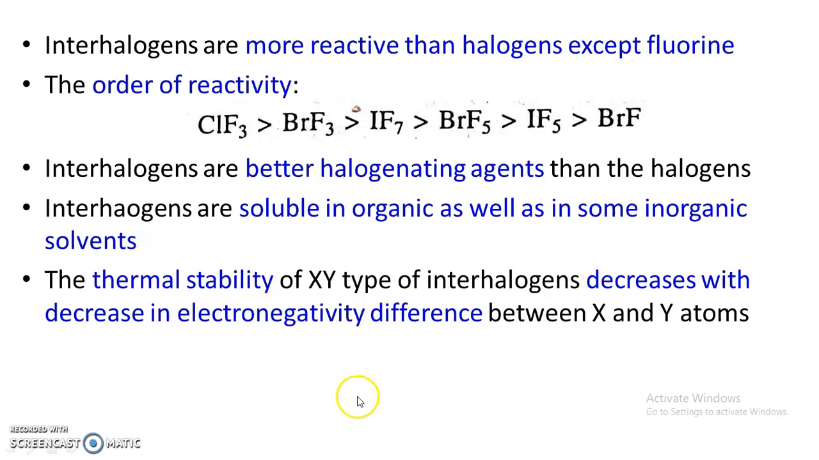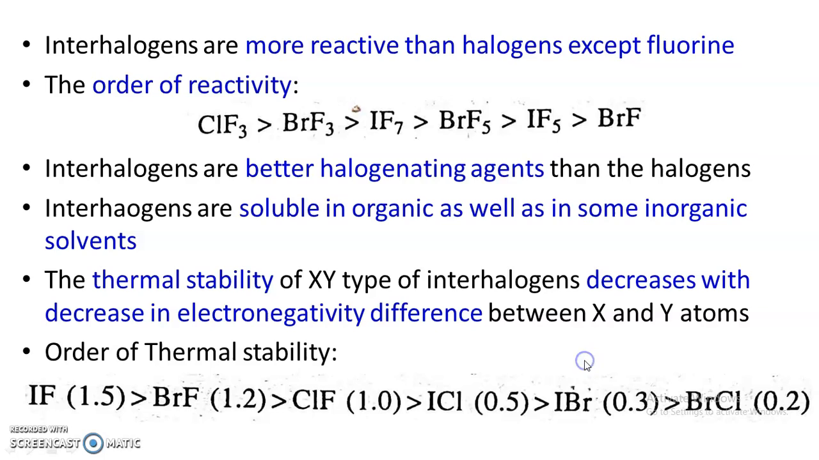Thermal stability of XY type of interhalogens decreases with decrease in electronegativity difference, the electronegativity difference between the two halogens X and Y.